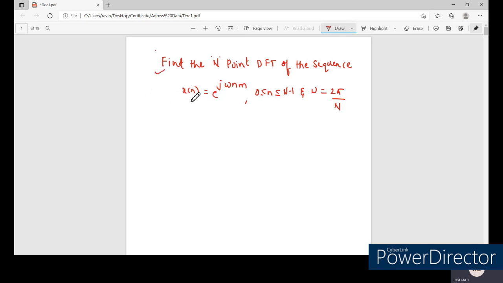of the given sequence. The sequence x of n is given by e power j omega m n, where n is varying in the range of 0 to N minus 1, and the fundamental period of this given sequence x of n is N, and omega is nothing but 2 pi by N. So for this given sequence, you need to find out the N-point DFT.